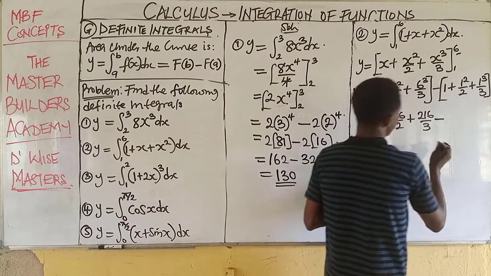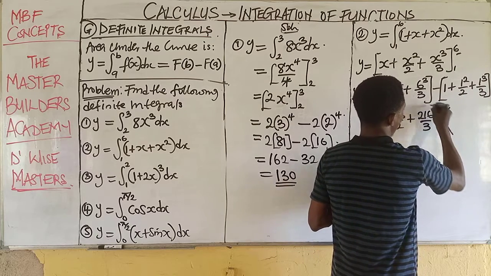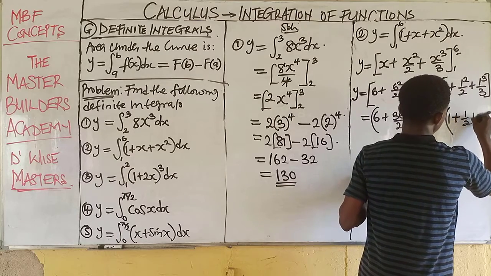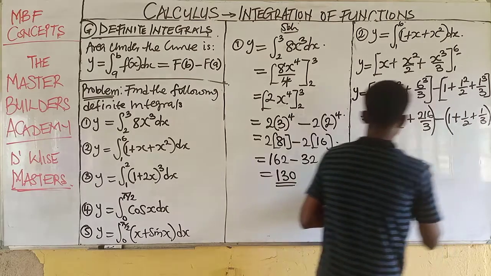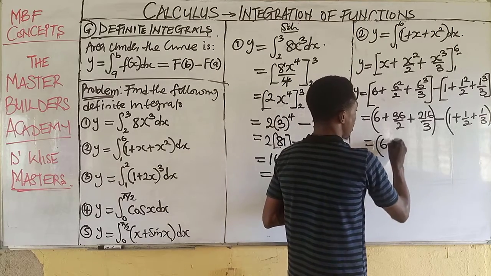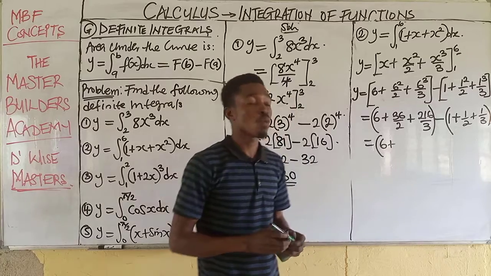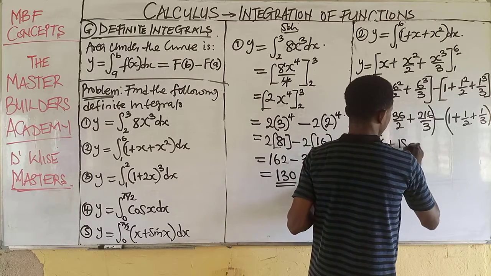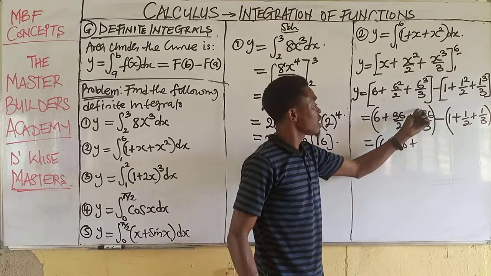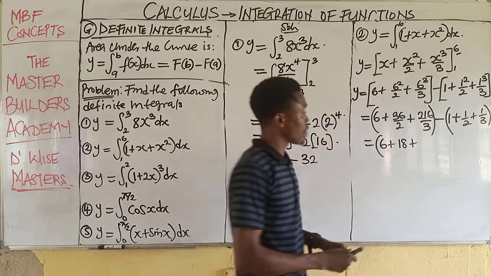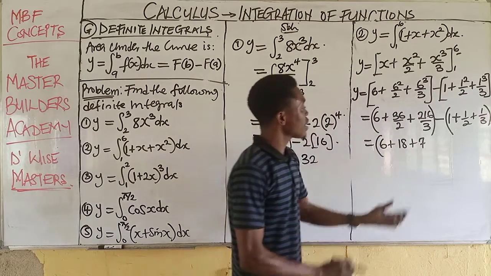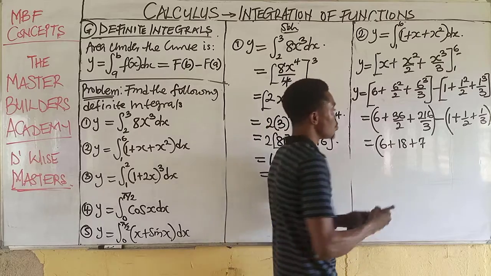Then minus 1 plus 1 over 2 plus 1 over 3. Now let's work on this bracket. This will have given us 6. 36 divided by 2 would have given us 18. And 216 is divisible by 3. So 3 into 21 would have given us 7. And 3 into 6 would have given us 2.